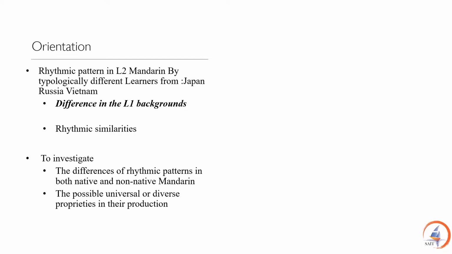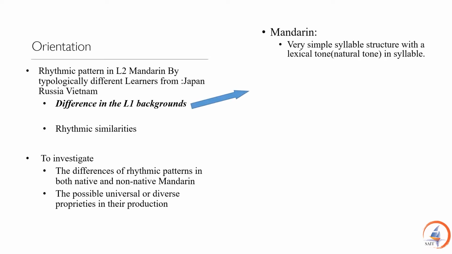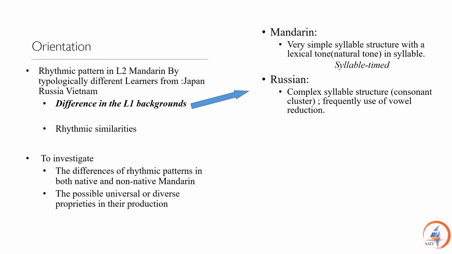For example, the target language here, Mandarin, has a very simple syllable structure, mostly CV, and each syllable has a lexical tone. In some cases, like neutral tone, it will appear like a vowel reduction, but the frequency is not very high. It's often considered a syllable-timed language. By contrast, Russian has a very complicated syllable structure, like consonant clusters, that frequently uses vowel reductions and final devoicing, making it a typical stress-timed language.